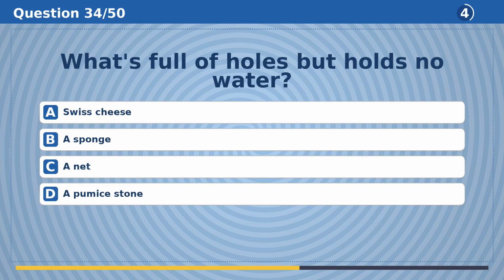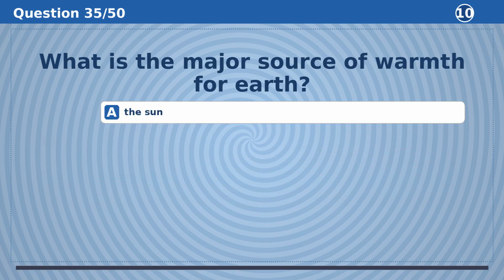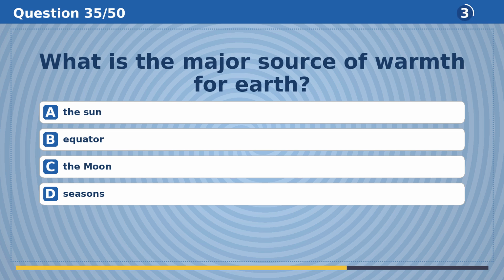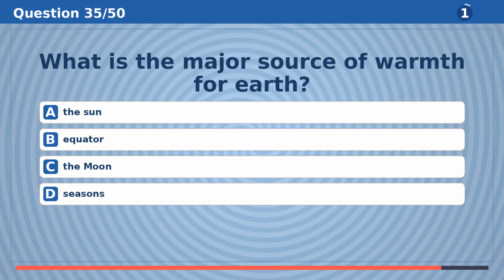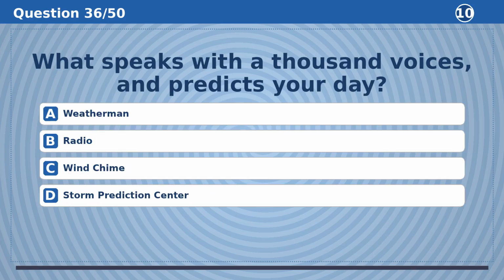What's full of holes but holds no water? The answer is A. Swiss cheese. What is the major source of warmth for Earth? The answer is A. The sun.